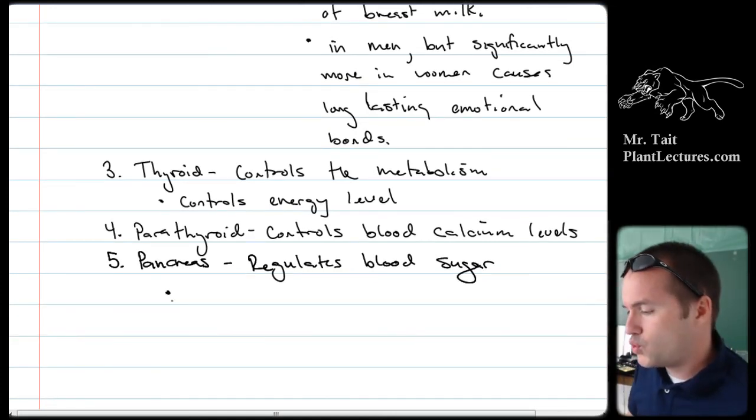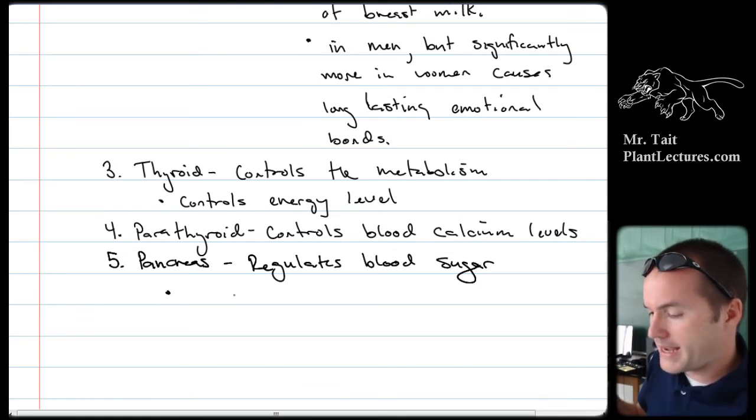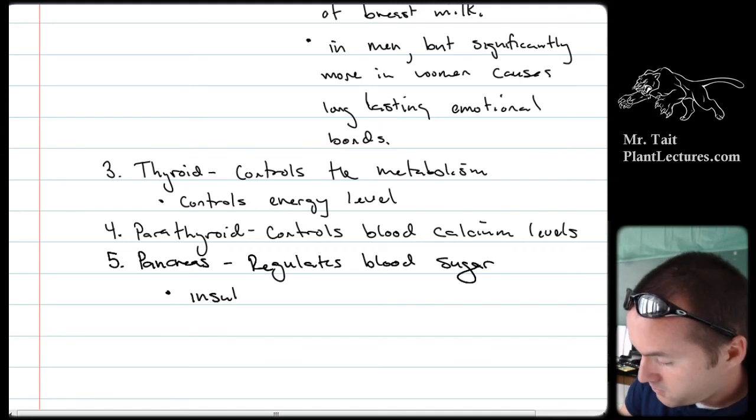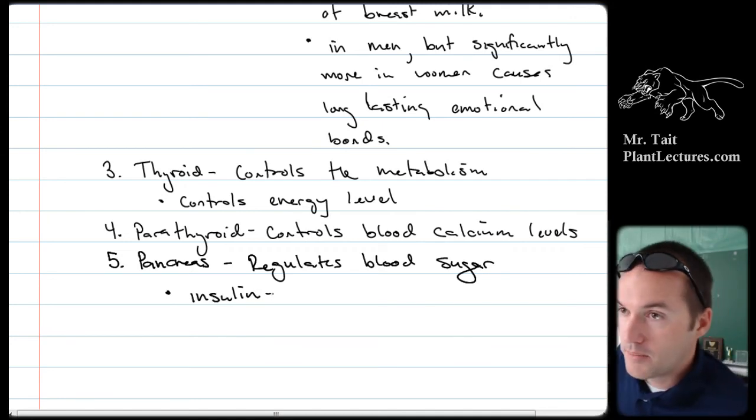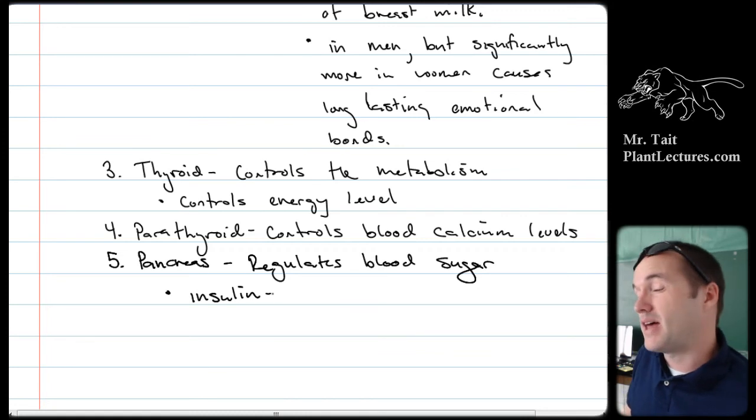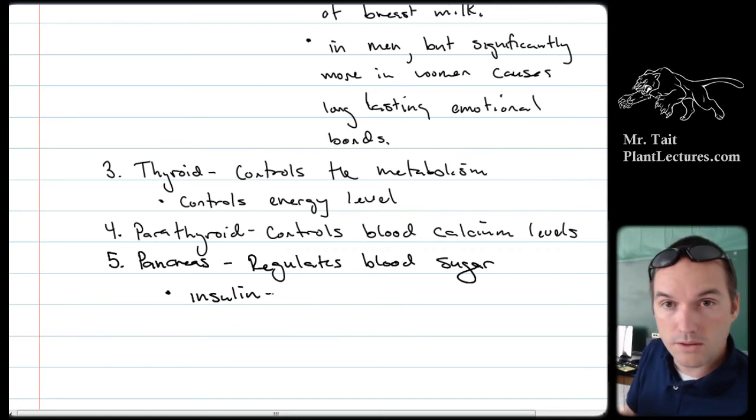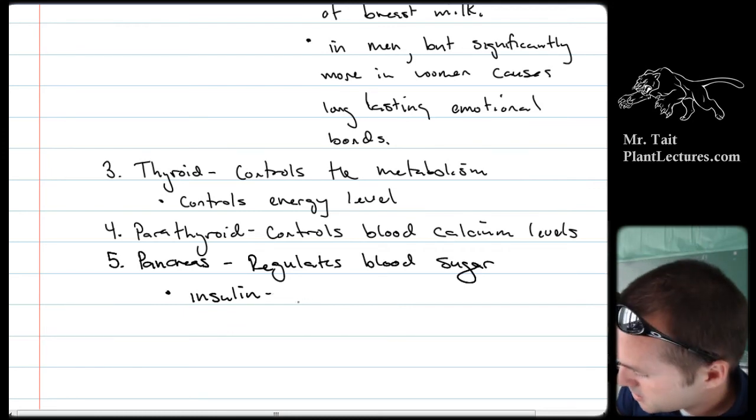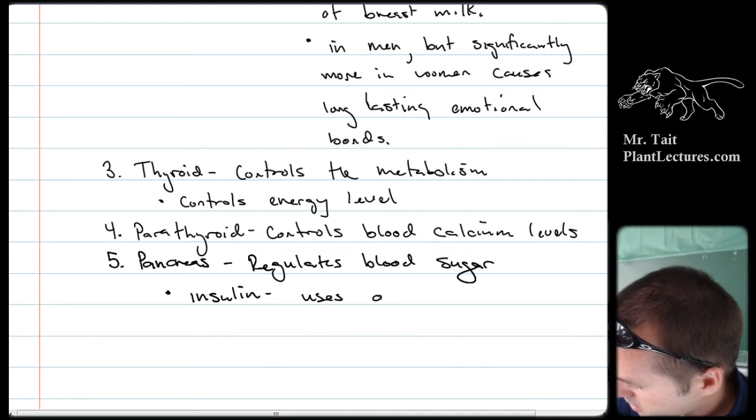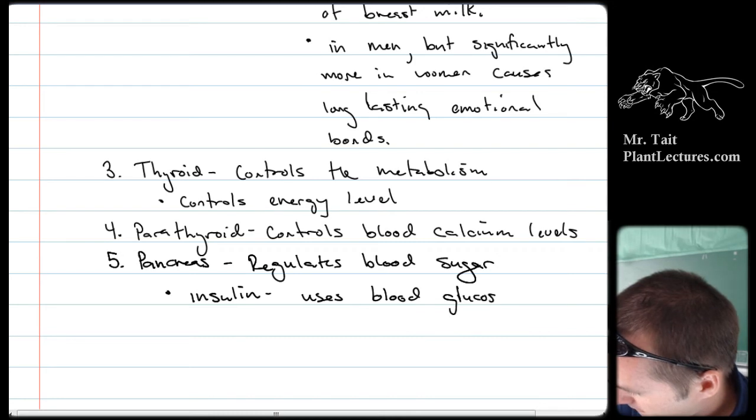And so you have two main hormones that are associated with the pancreas. One of them is called insulin. Insulin is going to tell your body to take some of that blood sugar, that blood glucose, and turn it into something called glycogen, which is a polysaccharide that's stored in your liver and also in your muscles. So it uses blood glucose to produce glycogen.